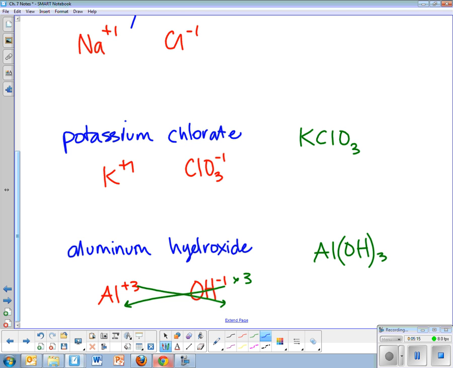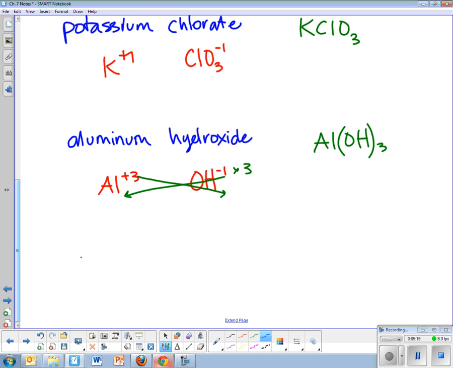So let's do a few more. Iron 3. So Roman numerals, 3 lines, 3 I's is 3. Ask your teacher if you're unsure about which Roman numerals mean which number. So iron 3 sulfate.